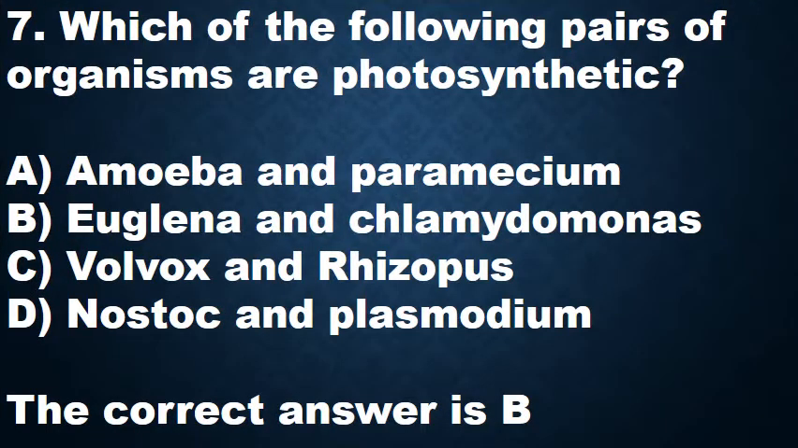7. Which of the following pairs of organisms are photosynthetic? A. Amoeba and paramecium. B. Euglena and chlamydomonas. C. Volvox and rhizopus. D. Nostoc and plasmodium. The correct answer is B.